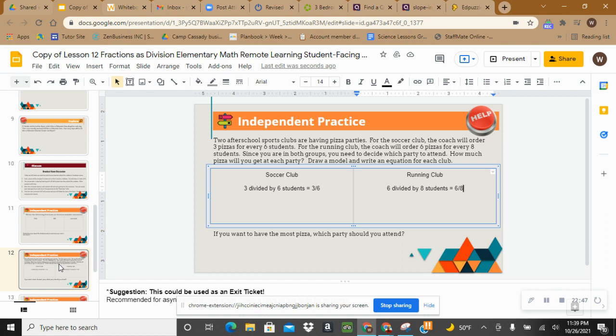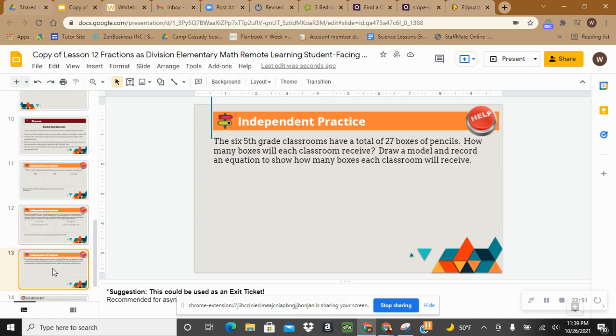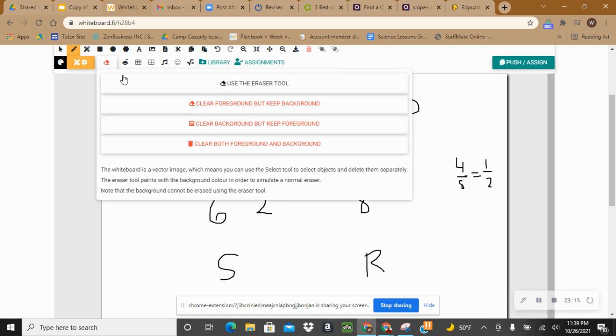And the last thing you're going to do before the exit ticket is this journal prompt here. The 6th, 5th grade classrooms have a total of 27 boxes of pencils. How many boxes will each classroom receive? We're going to draw a model. So there are 6 classes and there are 27 boxes of pencils. So I'm going to take those boxes and divide it into the 6 classes.